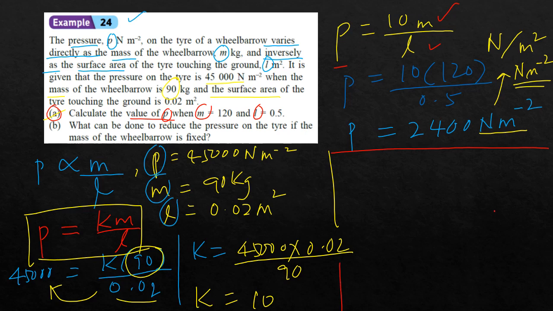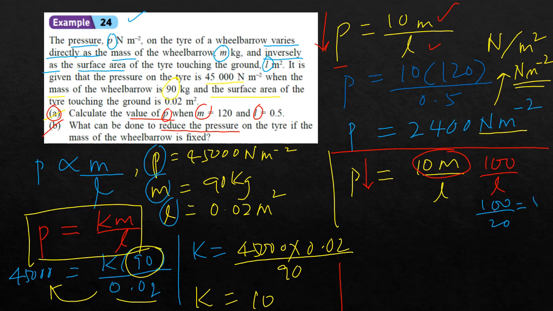Now we go into B. What can be done to reduce the pressure on the tire if the mass of the wheelbarrow is fixed? So for this one, you write back your equation. What should be done so that your P will decrease or reduce the pressure? Of course, if this one is fixed, let's say it's 100, and then we change the L and see what happened to your P. We start with a smaller number, L, let's say 20. So 100 over 20, you'll get 5, right? So your P is 5.